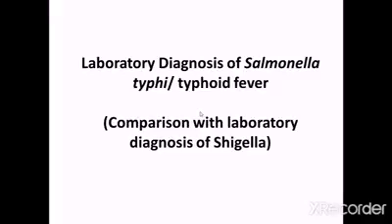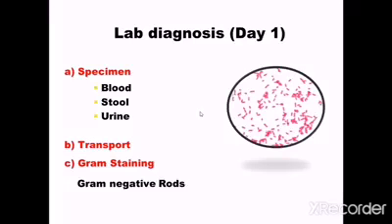Laboratory diagnosis of Salmonella typhi and Shigella. Lab diagnosis, day 1. Blood is taken in a blood culture bottle, and this blood culture test is the gold standard. As Salmonella typhi can also come in stool and rarely in urine, you can take these specimens as well. And by now, I hope you know the proper SOPs of taking these specimens and when to transport them, because we have discussed this a number of times in our previous Enterobacteriaceae lectures.